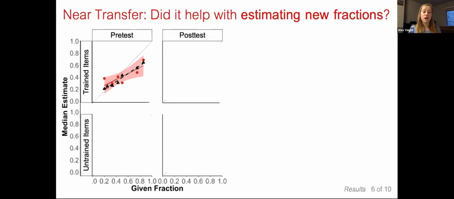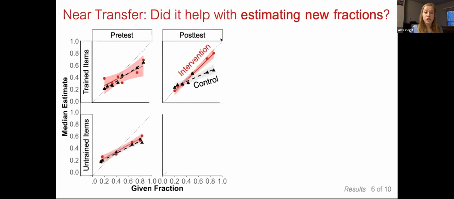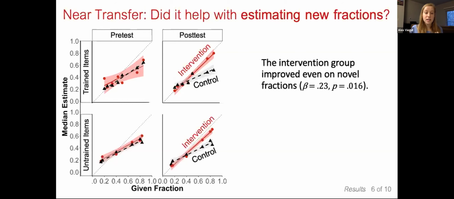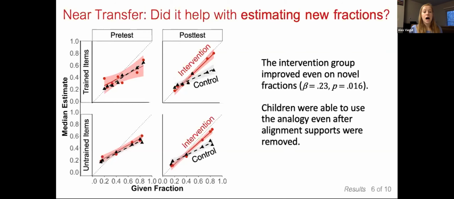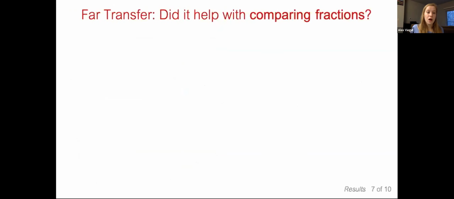Okay, so let's look here at the pretest for the trained items. Both groups are equally inaccurate. And then at post-test, the intervention group is much closer to this perfect dotted line, right? So this is great. When we look at the untrained items, we see a very similar pattern: this intervention did transfer, did help children even with novel fractions, which suggests that kids were able to use this analogy even after we removed those alignment supports. So there wasn't an extra number line written for them at the post-test, right? So they had to imagine or draw that on their own and use this analogy in a new context.